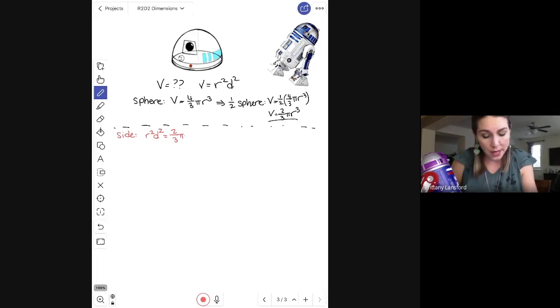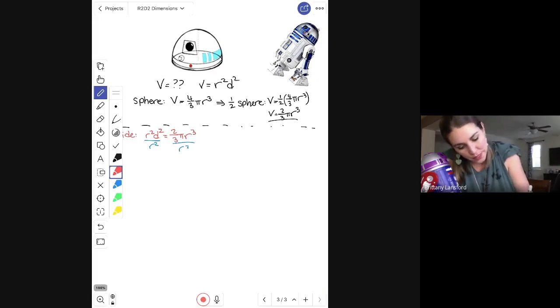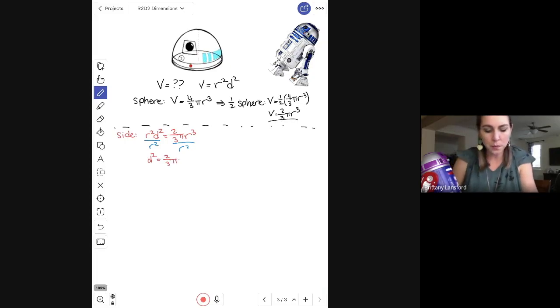So we look at this equation. We immediately see that there's r's on both sides. So I'm going to go ahead and divide both sides by r squared. I can do this as long as r is not 0, which is safe to assume, since his radius is not 0. So we're going to get d squared is equal to 2/3 pi r.